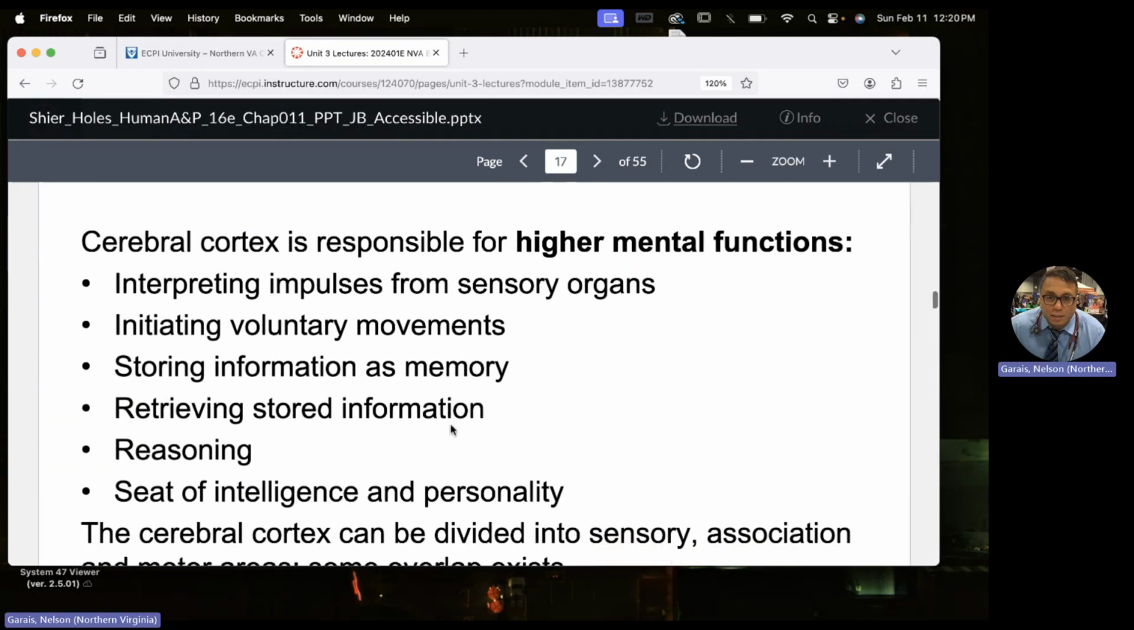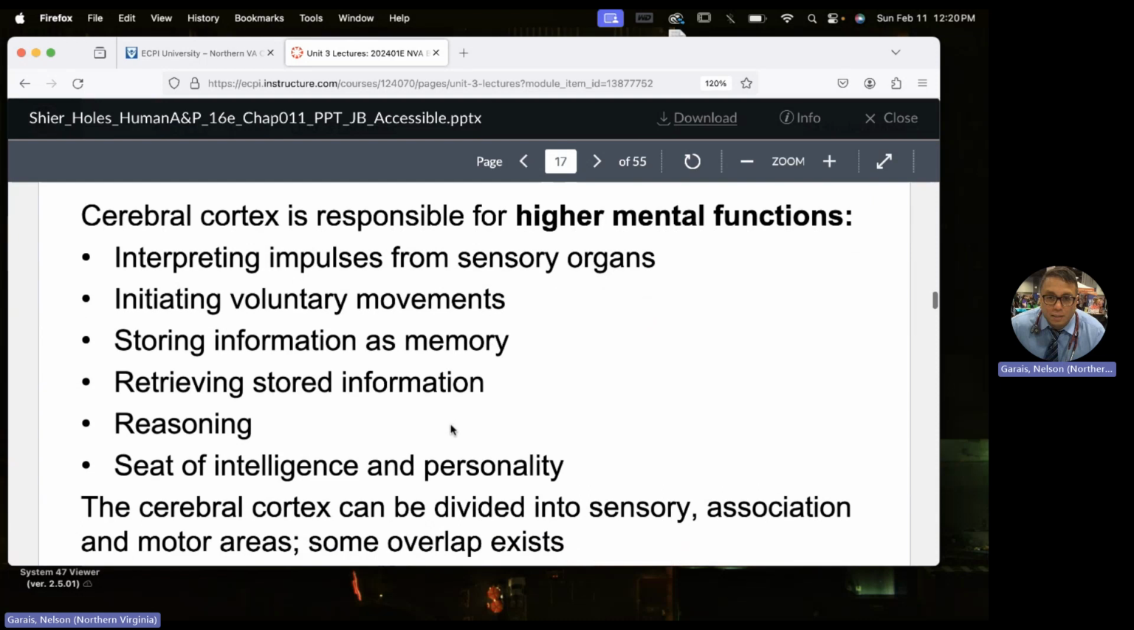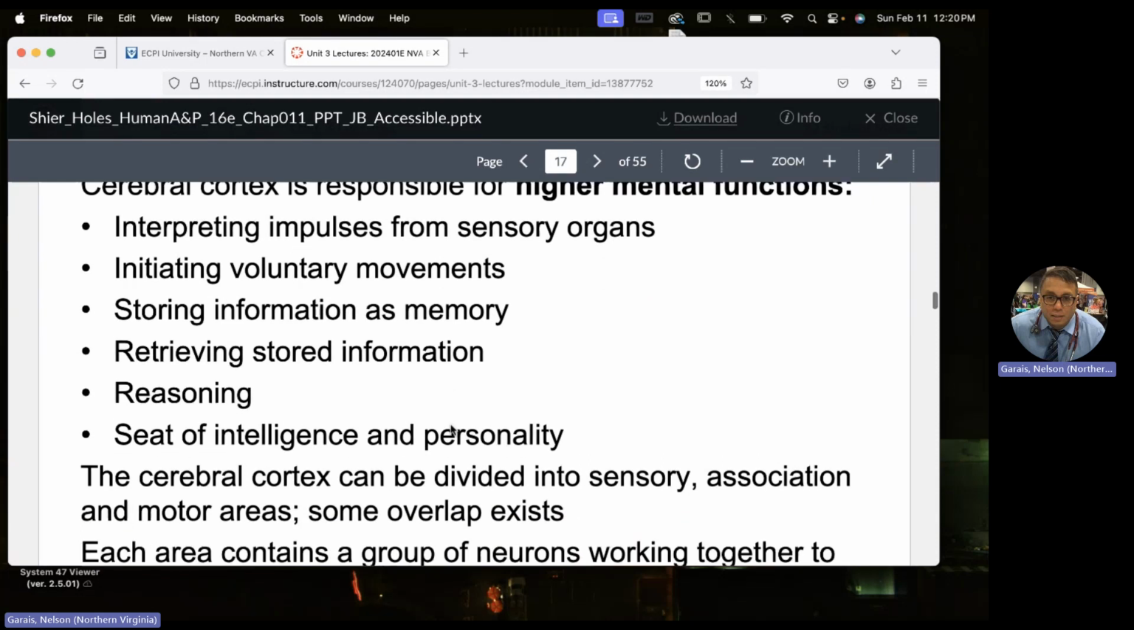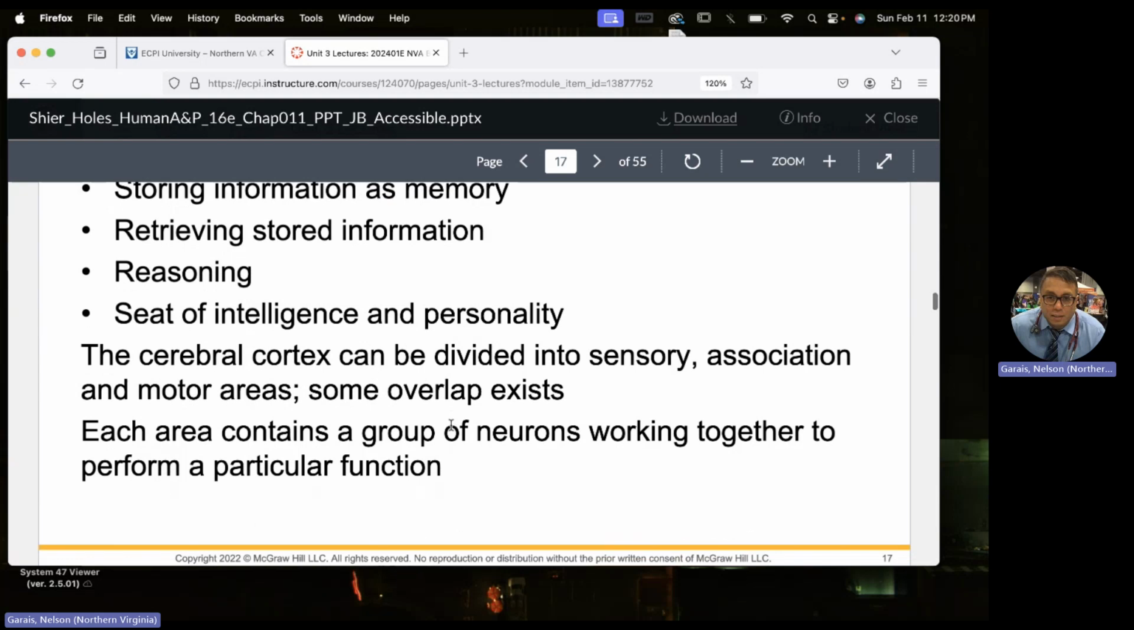Higher function, of course, is cerebral cortex, right? Movement, memory, reasoning, personality. That's why if you get bonked on the head, in the front of your head especially, you're going to have significant changes in personality. And those of you who are interested in traumatic brain injury, that's this, and this get affected significantly.